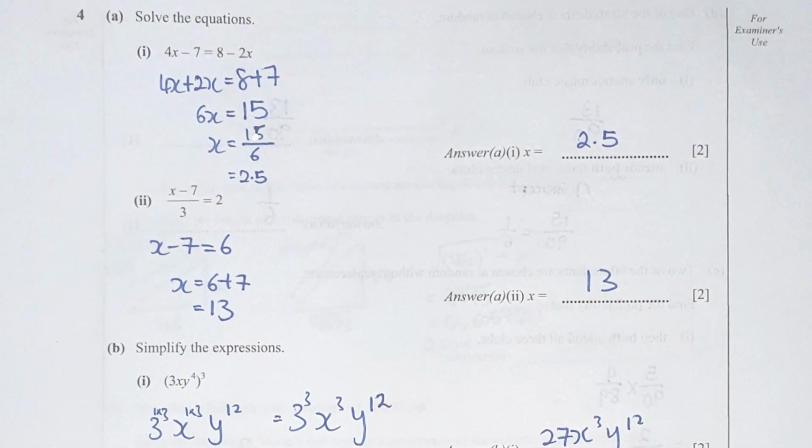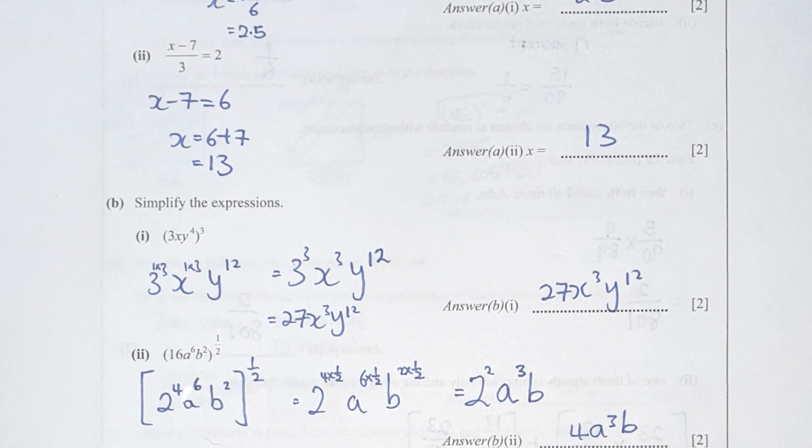Question 4. For this particular section, it's pretty self-explanatory, so I won't be emphasizing section 4 part A. I will go through B with you. For the first question on B, this is an indices question. Things to take note of: you're required to multiply the power of 3 into the variables inside. So 3 will become 3 to the power of 3, x to the power of 3, and y to the power of 12. After the expansion, you get the final result of 27x cubed y to the power of 12.